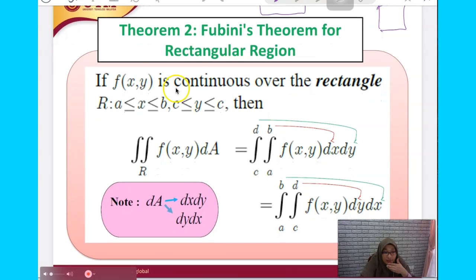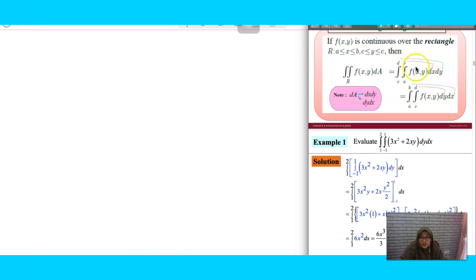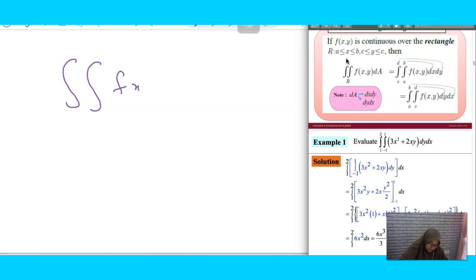Okay, so now we look at the iterated integral for the rectangular region. So in this case, how can you have the rectangle? If you have a rectangular region, all the limits should be constant. So the idea is, if all of the limits are constant, remember how many limits you have? Four, right? For a double integral, you have four. So for the function over the region R.